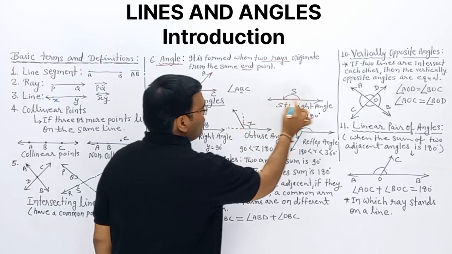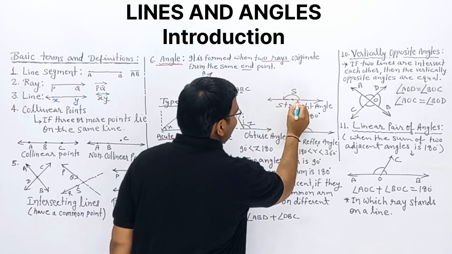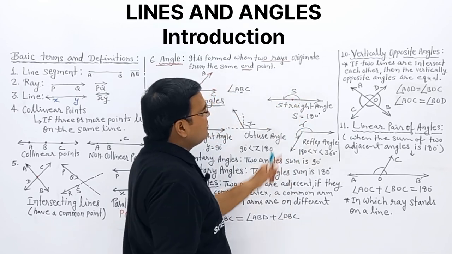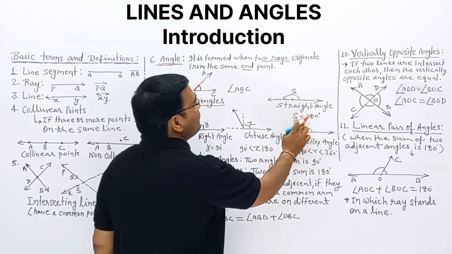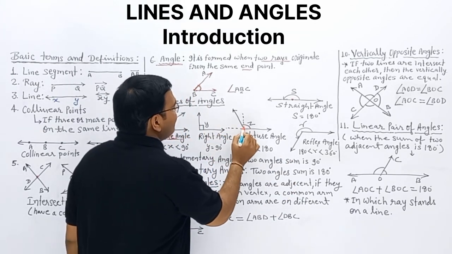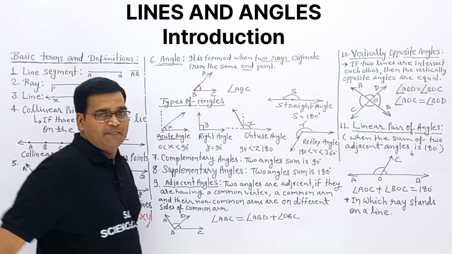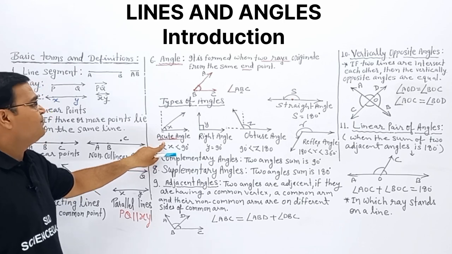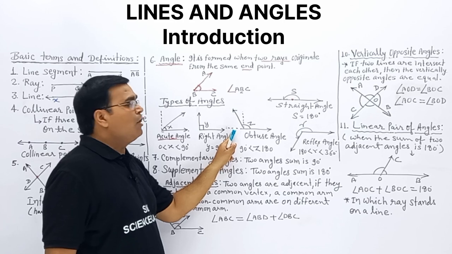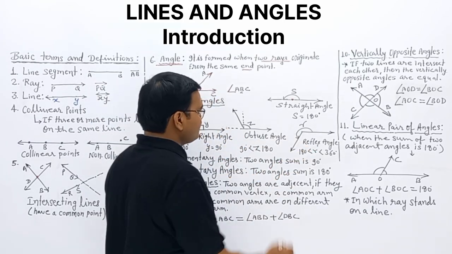Above 90, observe, this is 90, and this is a straight line. This is the originating point. This ray and this ray make one angle. What angle is this one? This is the straight angle, and a straight angle is 180 degree. So this is the straight angle, and this is 90 degree. Between 90 and 180 we get an obtuse angle. First one is acute, below 90; 90 degree is a right angle. Above 90 and below 180, we get an obtuse angle.